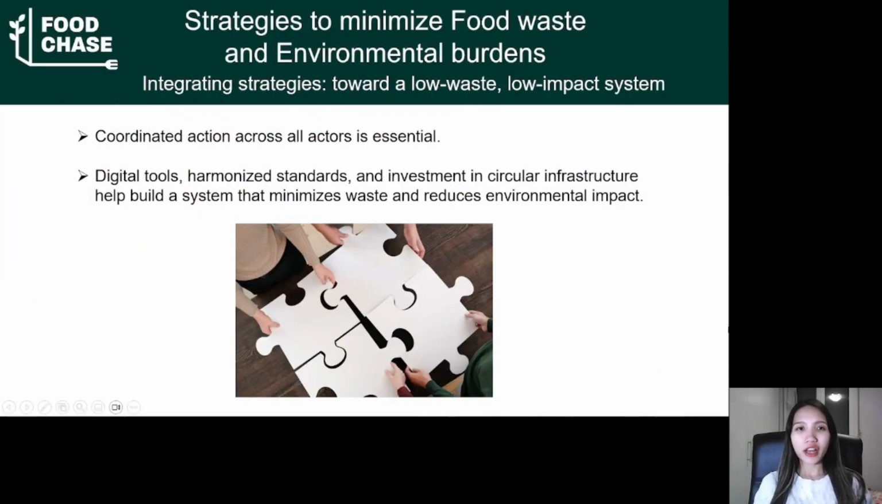Each stage of the food supply chain can apply the strategies alone, but we can have a better result if all stages coordinate with each other. By using digital tools, harmonized standards, and investment in circular infrastructure, we can build a system that minimizes waste and reduces environmental impact.